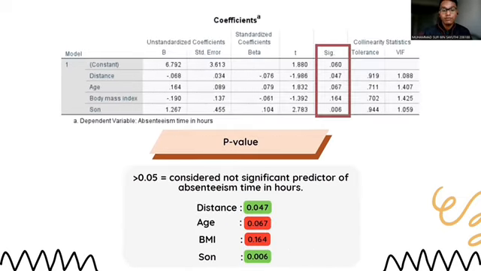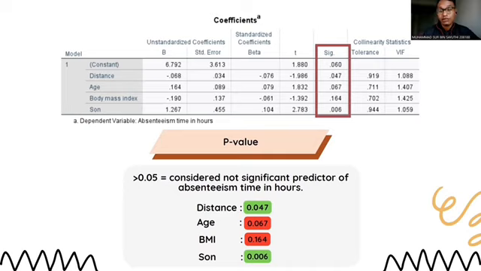So next, for the p-value for each variable, if the p-value is more than 0.05, it is considered not a significant predictor of absenteeism time in hours. For each variable, firstly for distance, the p-value is 0.047. It is less than 0.05. So it is a significant predictor of absenteeism time in hours. And next is age. The p-value is 0.067. It is more than 0.05, so it is not a significant predictor of absenteeism time in hours, but it is close enough to 0.05. And next is BMI. The p-value is 0.164. So it is far greater than 0.05. So it is definitely not a significant predictor of absenteeism time in hours.